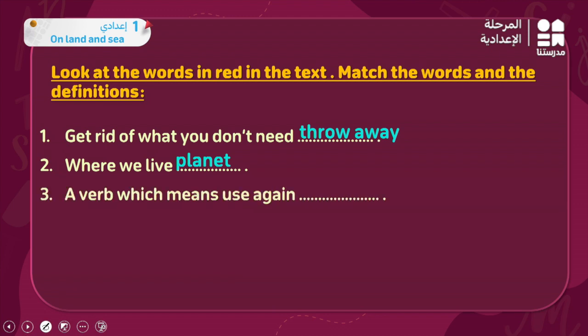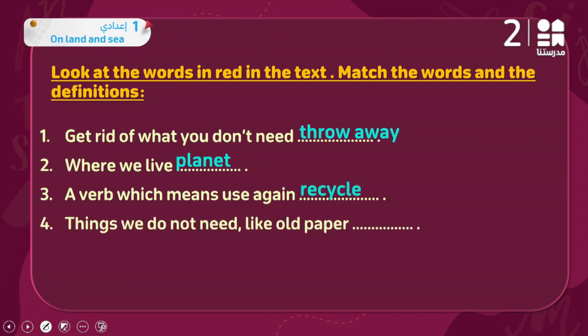A verb which means use again. A verb means to reuse something or to use it again. Of course, it's the recycle. Number 4, things we don't need like old paper. All the things we don't need around us, it's the rubbish أو القمامة.